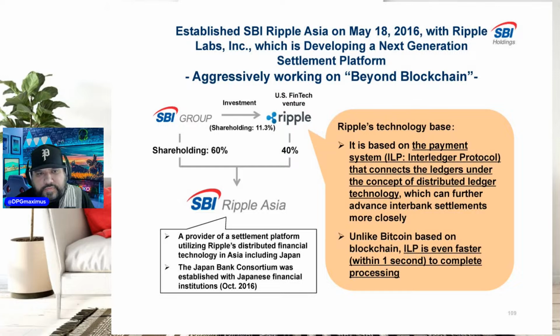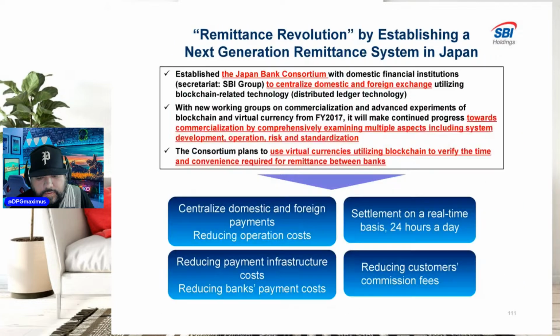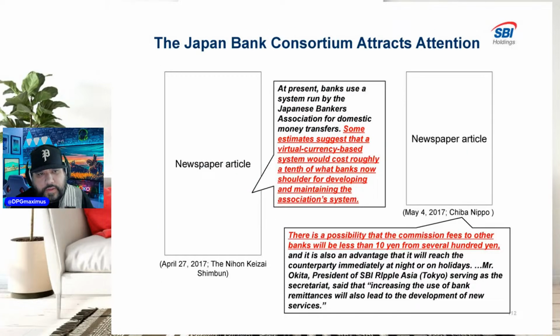Let me get to the next particular one that I think we have. That might be close to it. Hold on. No, it's not. So let's talk about, I'm getting more in the flow of this now, the Japan Bank Consortium that attracts attention, like it says. So this is on slide 113. Let's go to that real quick. All right. So here it is.